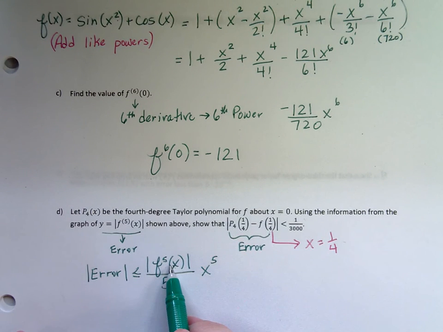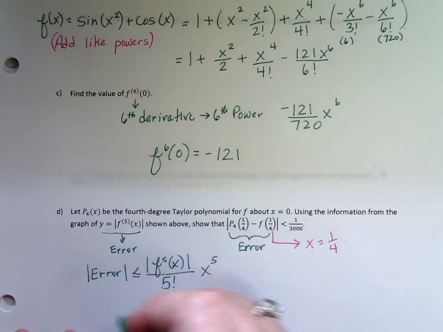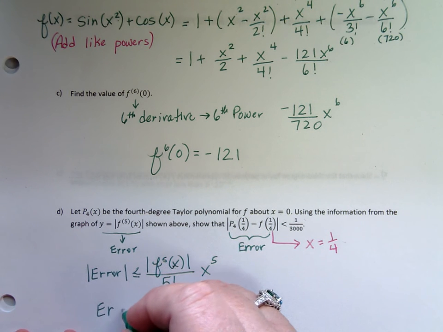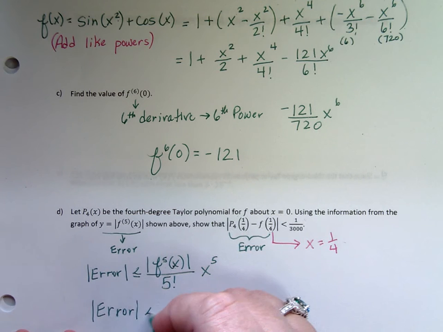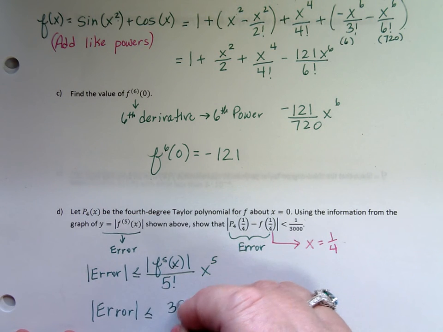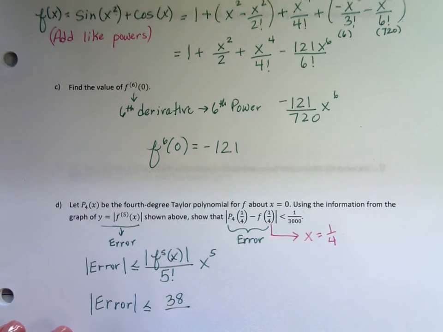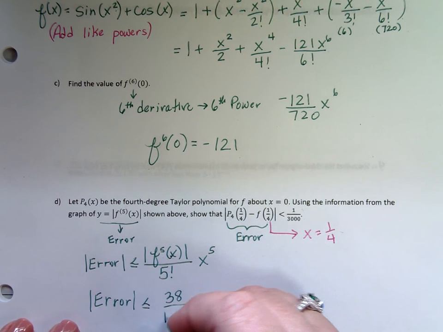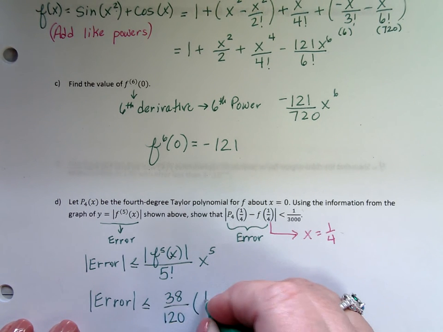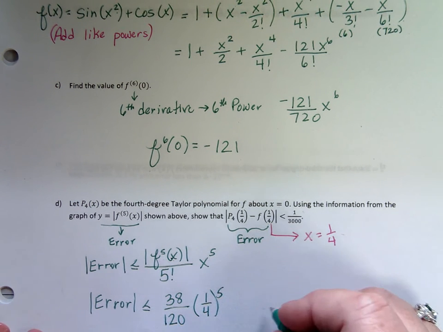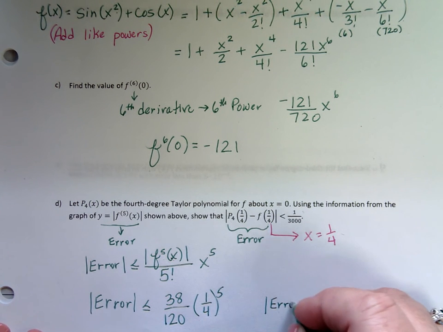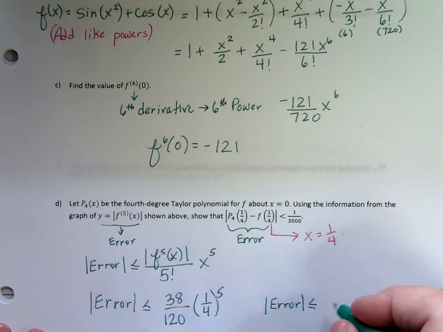So I'm using 38. So my error, and you can use the absolute values, I guess, to be perfect, is 38 over 5 factorial. Well, 5 times 4 times 3 times 2 times 1 is 120. We said our x is 1/4 to the 5th power. And then I go to my handy dandy calculator and I say, all right, Mr. Calculator, what is that? So my error has to be less than or equal to, and when I divide this, I get 0.00031.